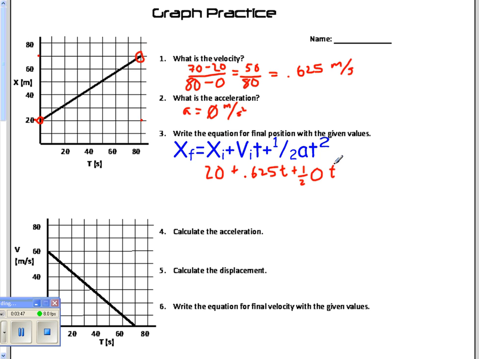Okay? So really, anything times 0 we know is 0. So that whole thing is really going to be gone. So the equation for final position is really just 20 plus 0.625t, and that's it.